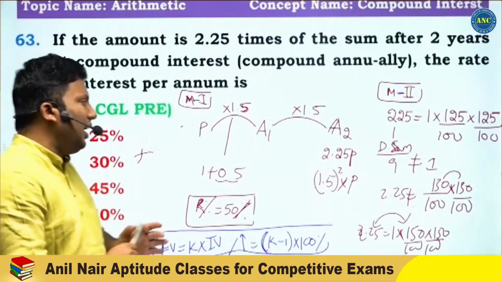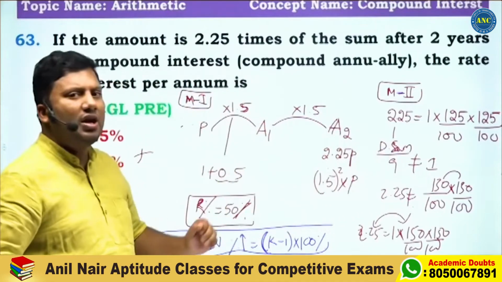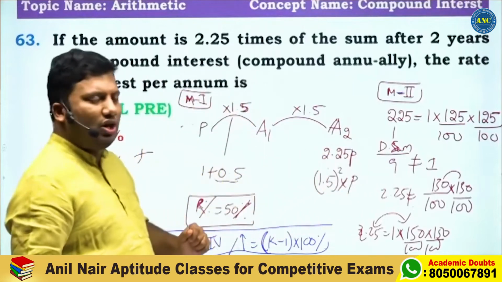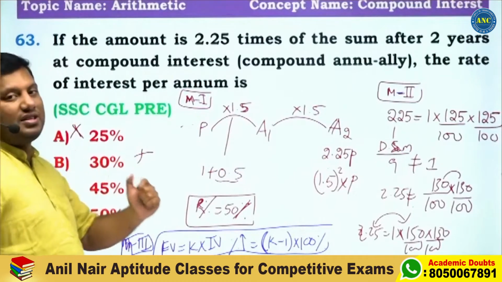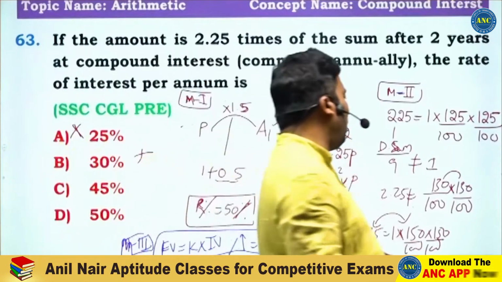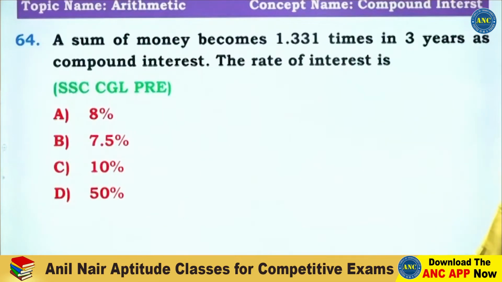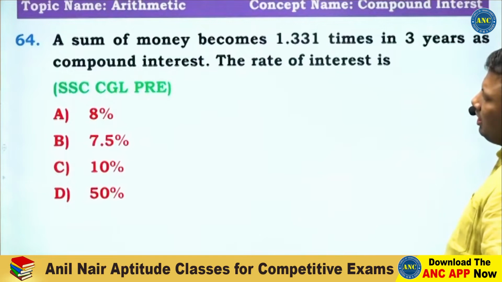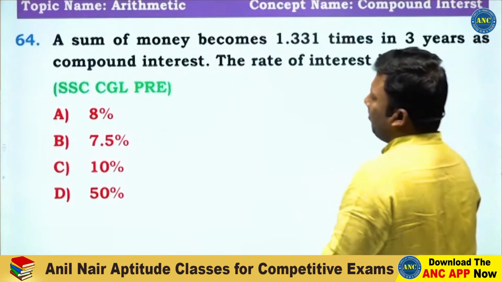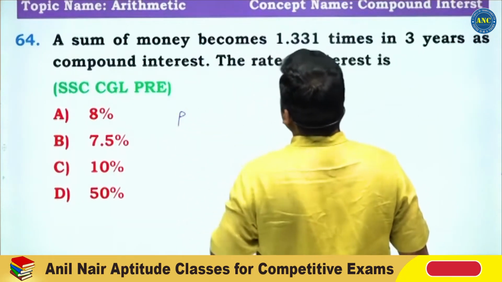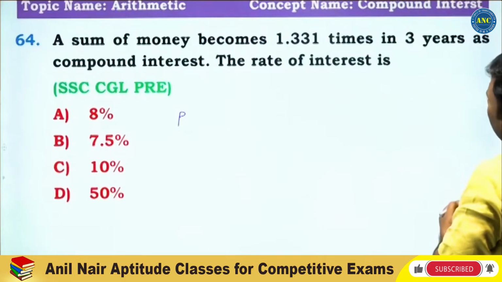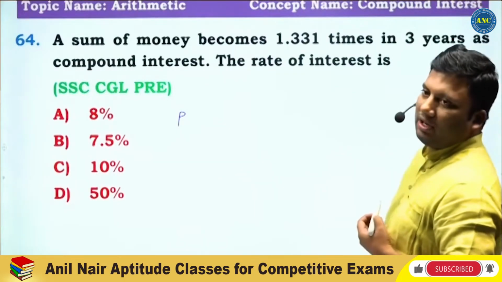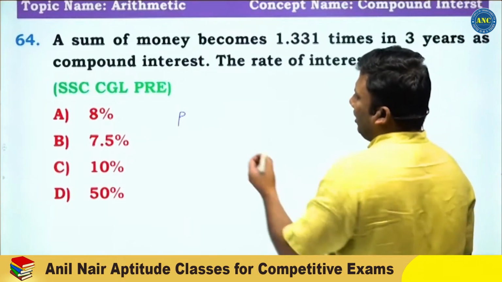Very easy. Either you can use a digital sum, or the rightmost non-zero digit logic, or the scaling factor concept, or the percentage change concept. In all the models, you will get the same answer. Now see, a certain sum of money, P, becomes 1.331 times in 3 years.